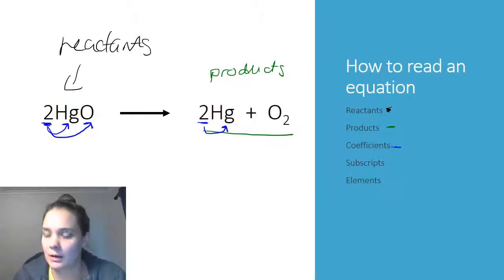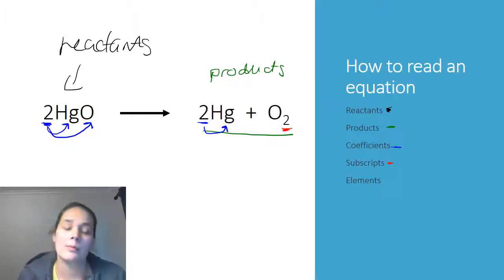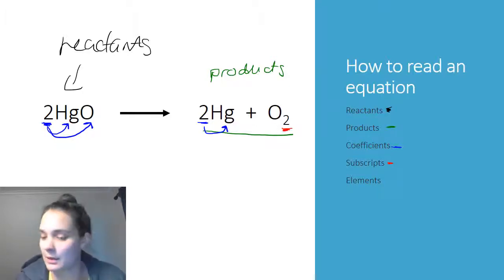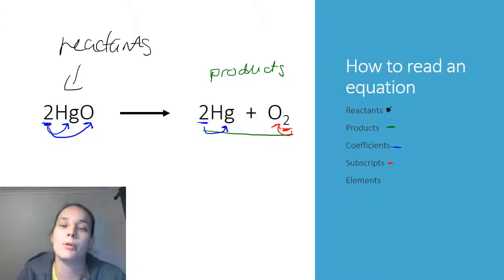The next one is my subscript, and I'll color code that one in red. My subscript is the smaller text that comes directly after an element symbol. So in this case, the 2 applies only to the oxygen. In the first case, it applied to both the Hg and the O. So if I had a 2 after the O in my reactants, instead of out the front, I would have 1 Hg and 2 oxygens combined together. When it's at the end, it means that those 2 oxygens would be combined together. So it's our O2 that we breathe in.